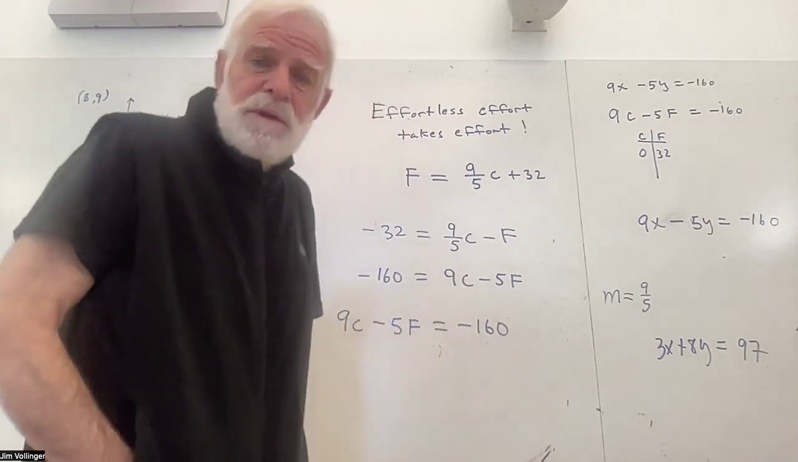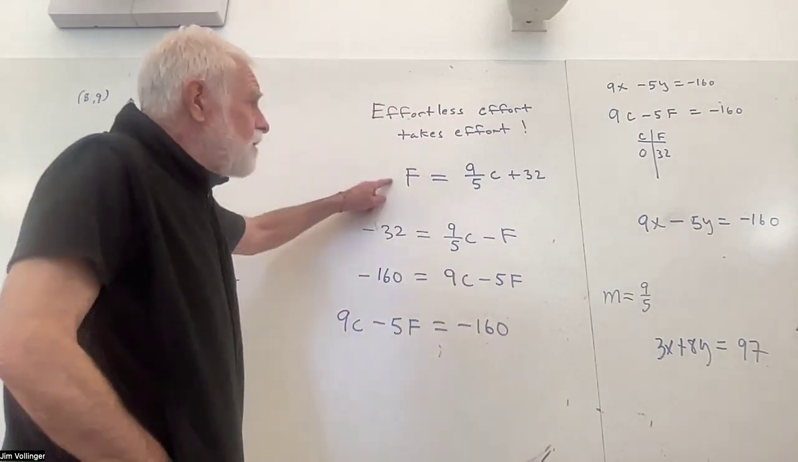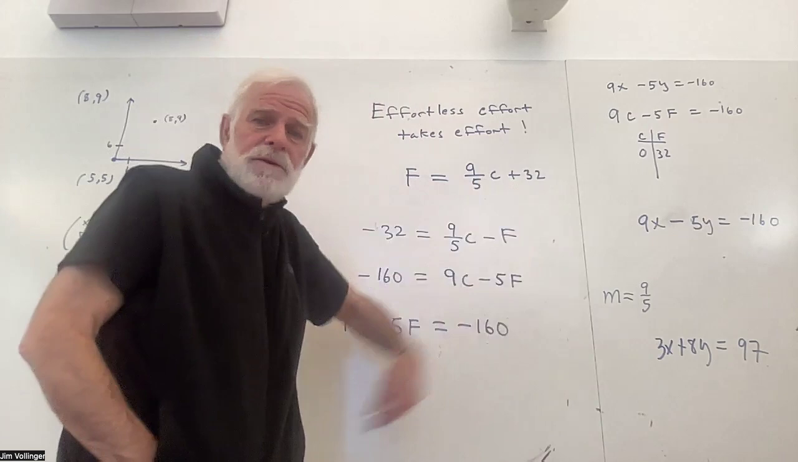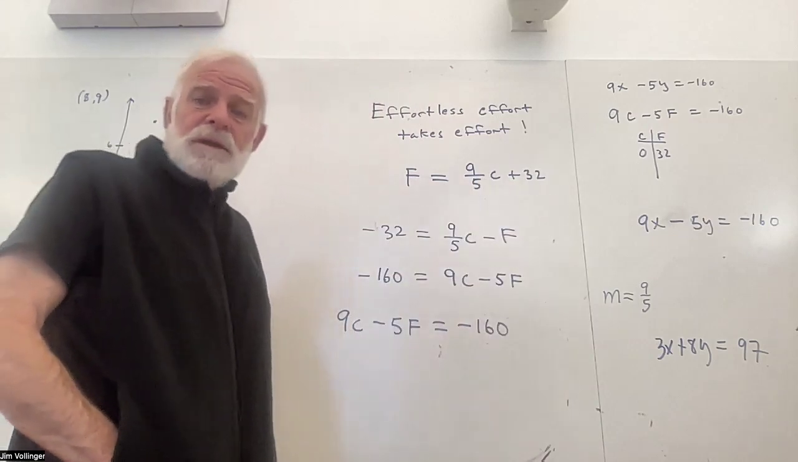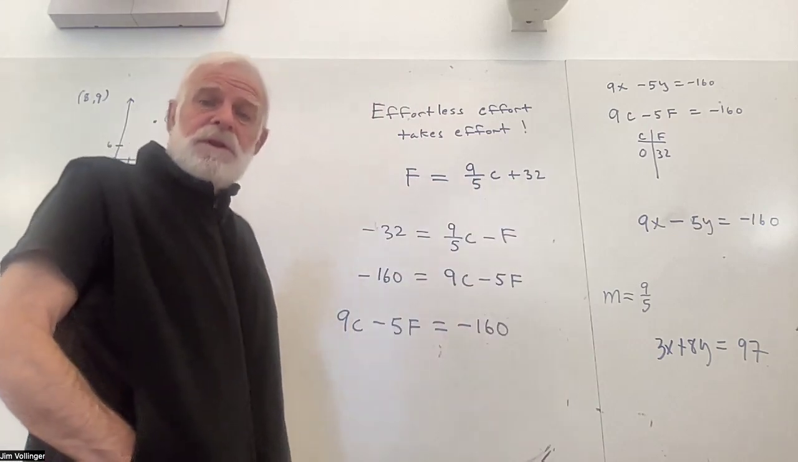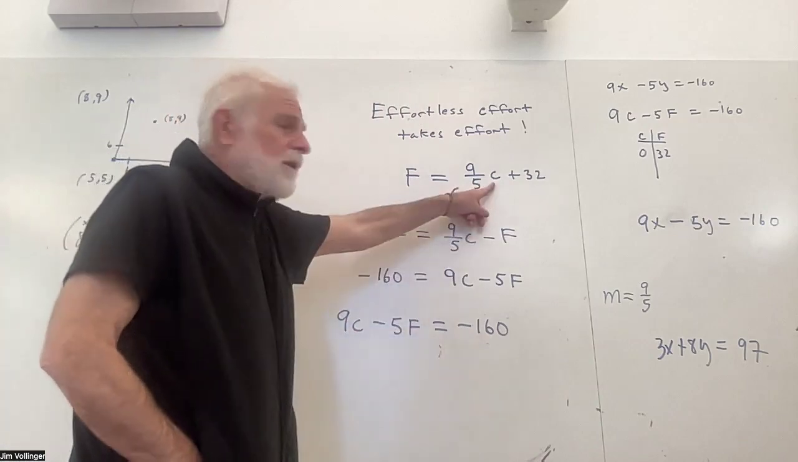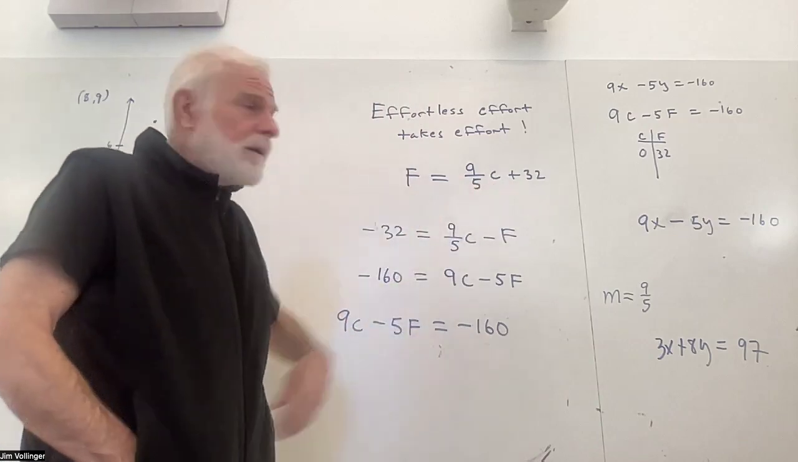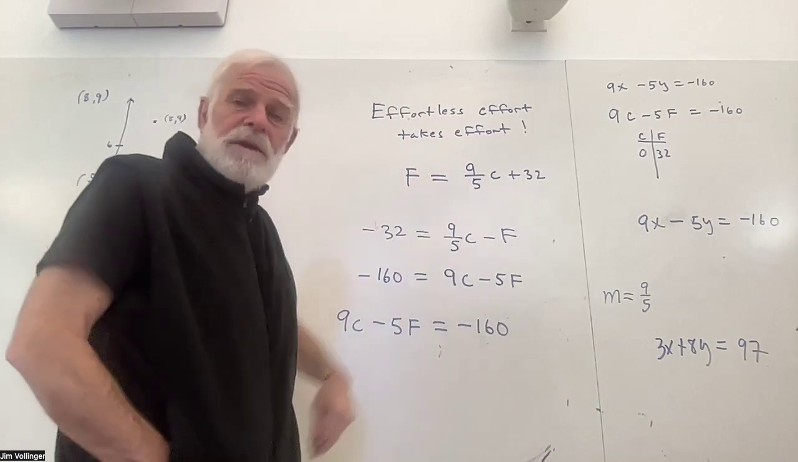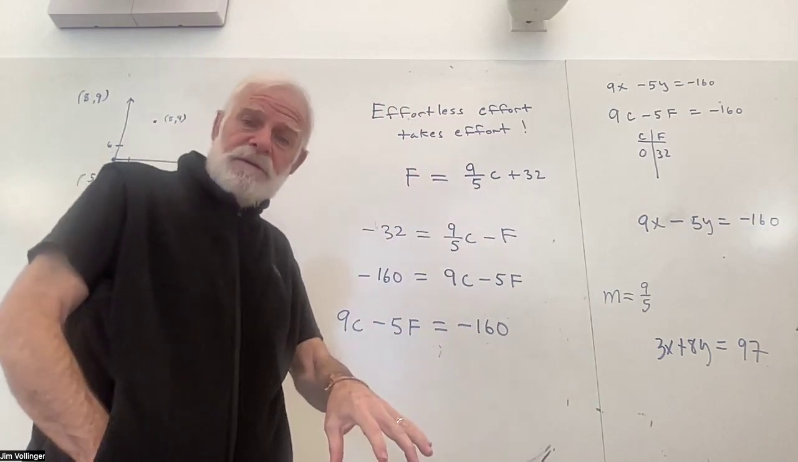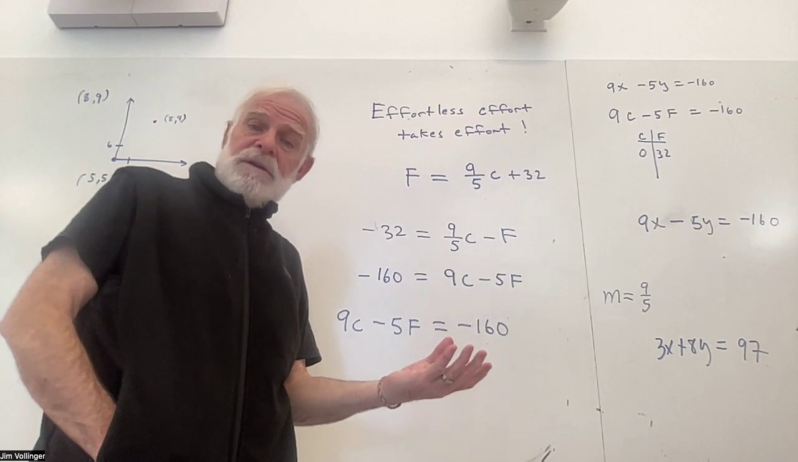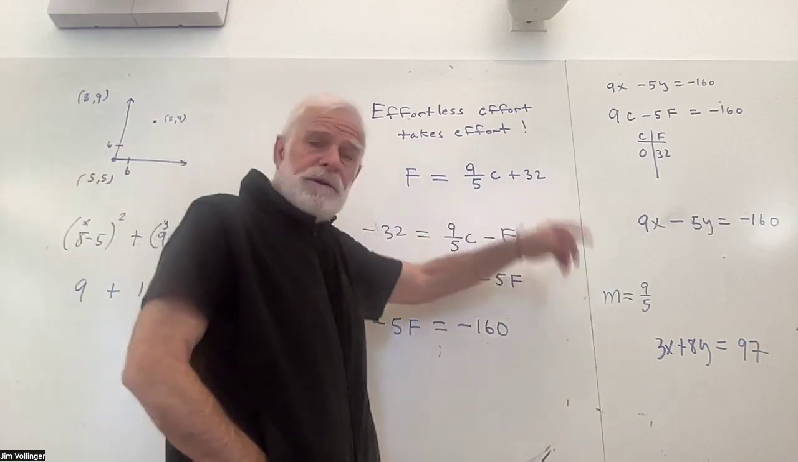But let's start with something we know. Let's start with F equals 9/5 C plus 32. If you don't recognize it right away, it's just a linear function that changes Celsius to Fahrenheit. And we can see that there's a 5:9 ratio. You give me 5 degrees Celsius, I'll convert it to 9 degrees Fahrenheit and tack it on to 32.